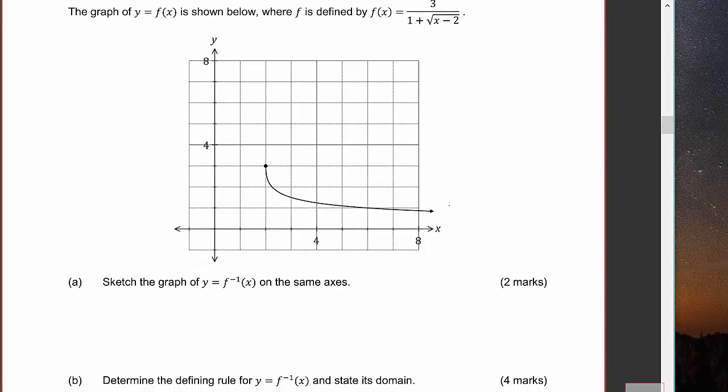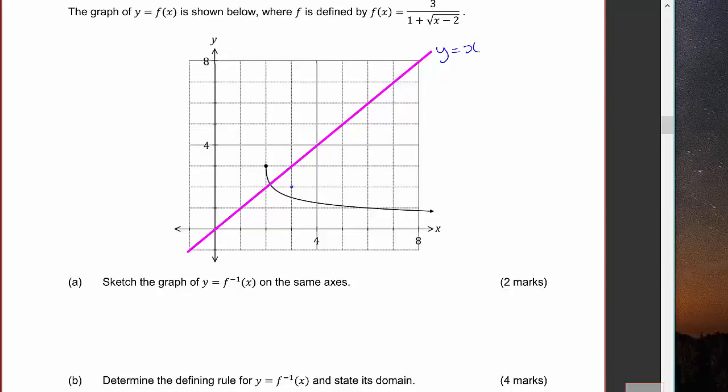So the graph of y equals f of x is shown below, and we can see f of x is defined like this. The first thing we want to do is sketch the inverse. Well, we know the inverse is the reflection in the line y equals x. So let's put y equals x on here, and that will look something like that. And we should label that.